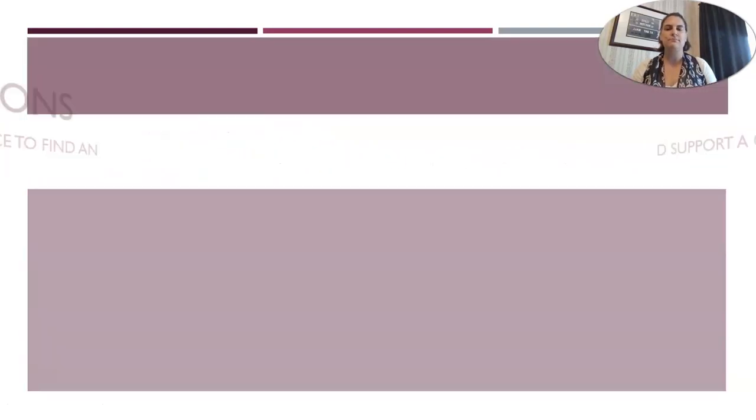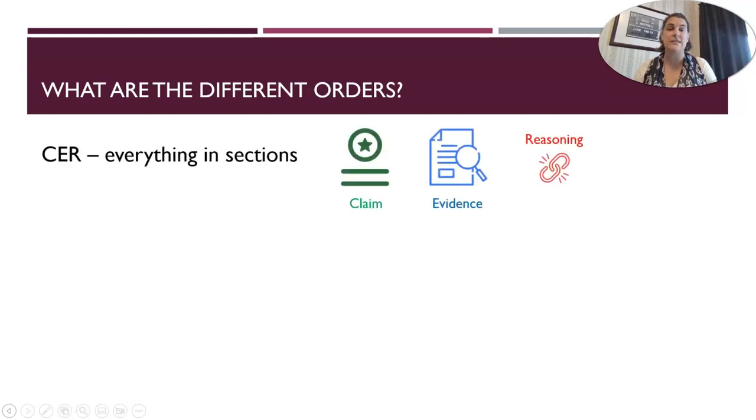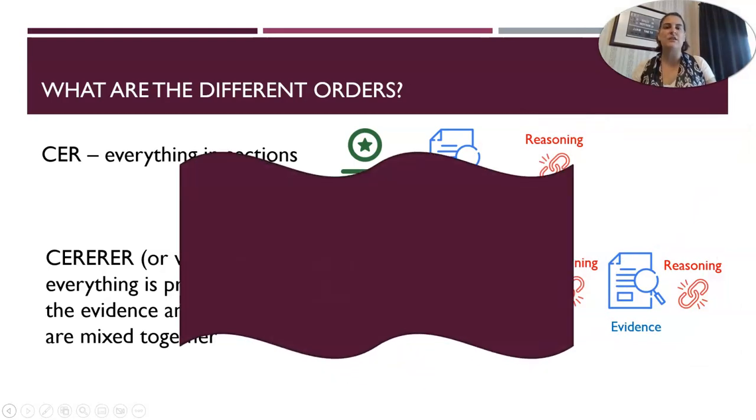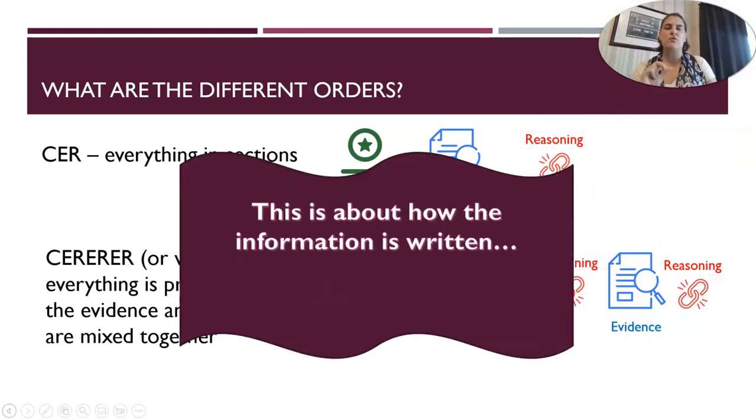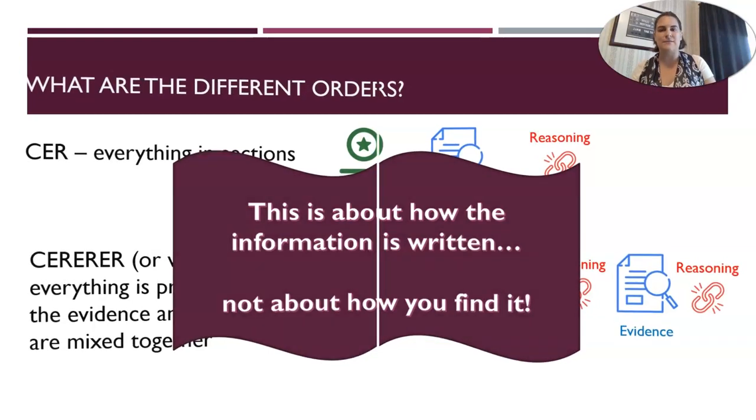Now, I know you're already familiar with a few different orders when it comes to CERs, and its various variations. However, it's really important to know that these orders are all about how information is written and presented at the end of the process. This is not how the process begins. So, we're going to take a step back and figure out what are the order of operations we need to go through to actually be able to write a CER paragraph at the end of our process.